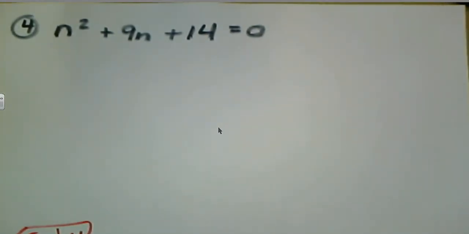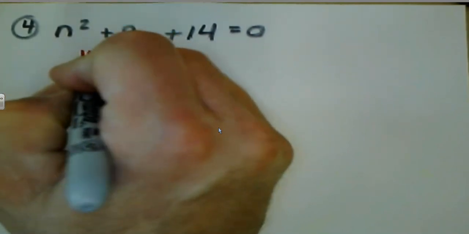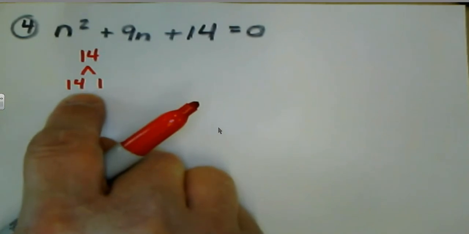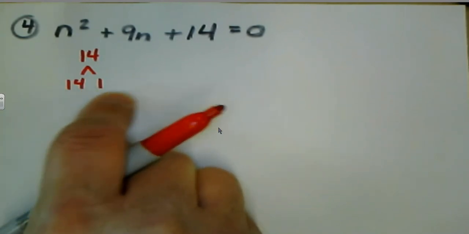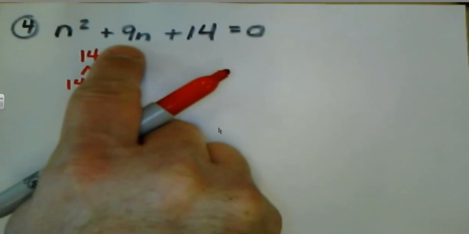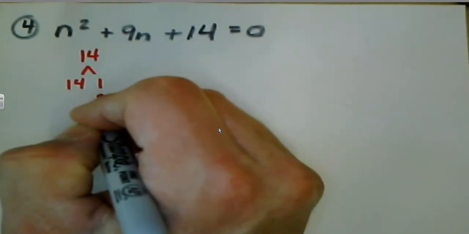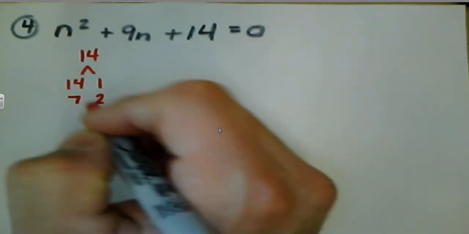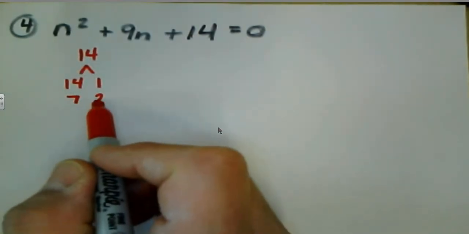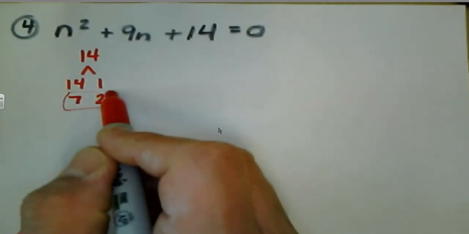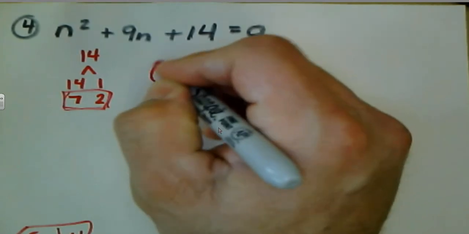So here's 4. Anybody tell me what number we're taking to factor? We're going to take the 14. And our first factor, as always, is 14 and 1. By the way, sometimes this does work out. 14 plus 1 is 15. 14 minus 1 is 13. That's not 9. We go on. 14 is even, so it is divisible by 2. That's 7. Can I add or subtract 7 and 2 to get 9? Yeah, 7 plus 2 is 9. So my two numbers are 7 and 2.